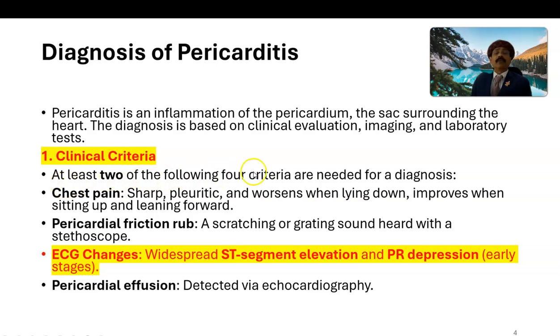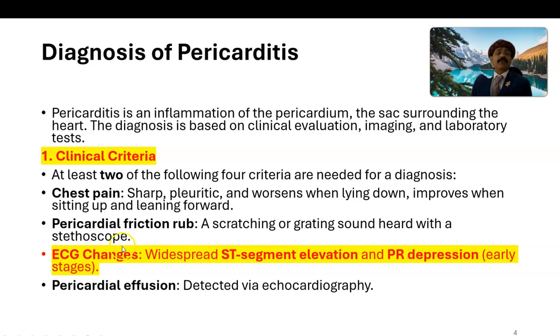At least two of the following four criteria are needed for diagnosis: chest pain, sharp and pleuritic, that worsens when lying down and improves when sitting up and leaning forward; pericardial friction rub, a scratching or grating sound heard with a stethoscope; and ECG changes, widespread ST segment elevation and PR depression.